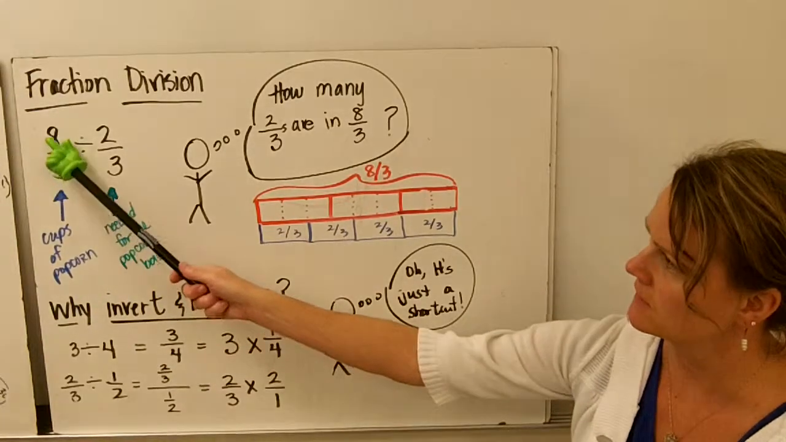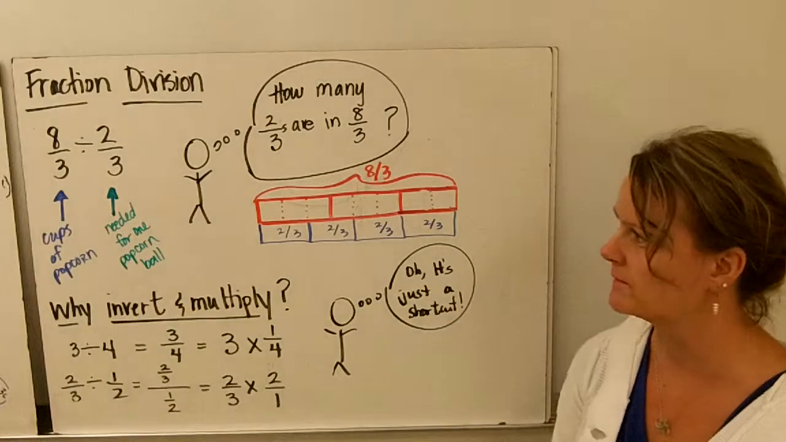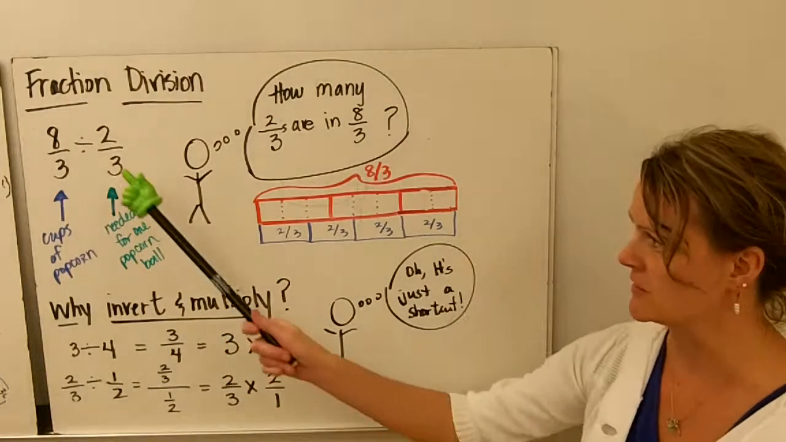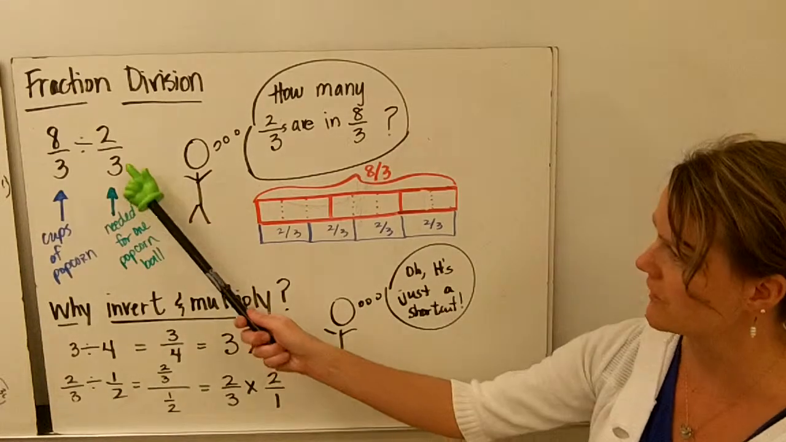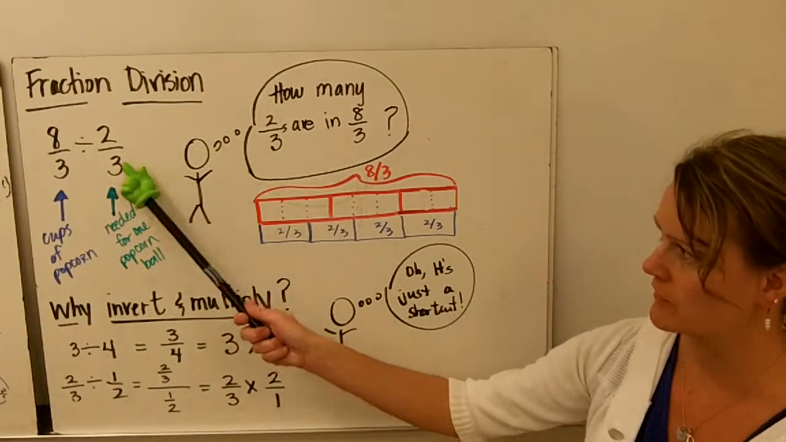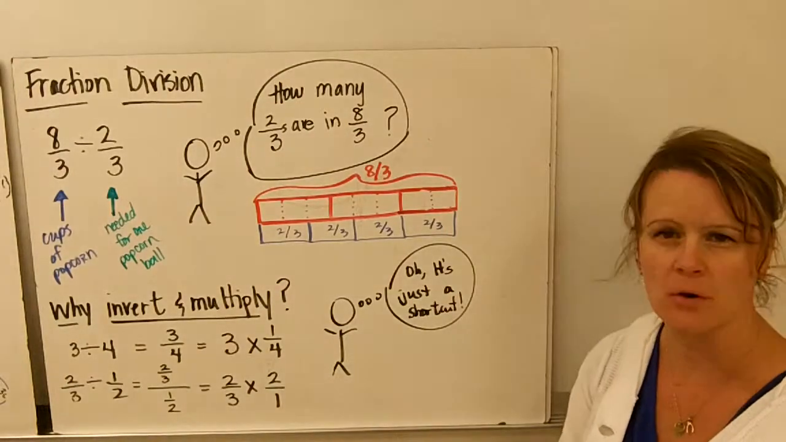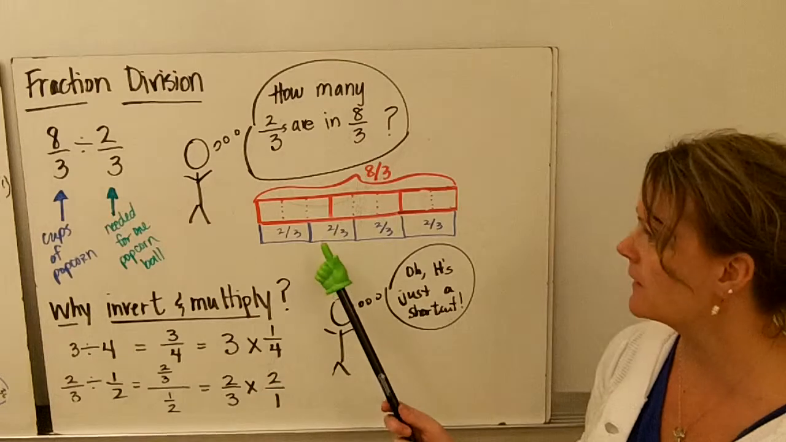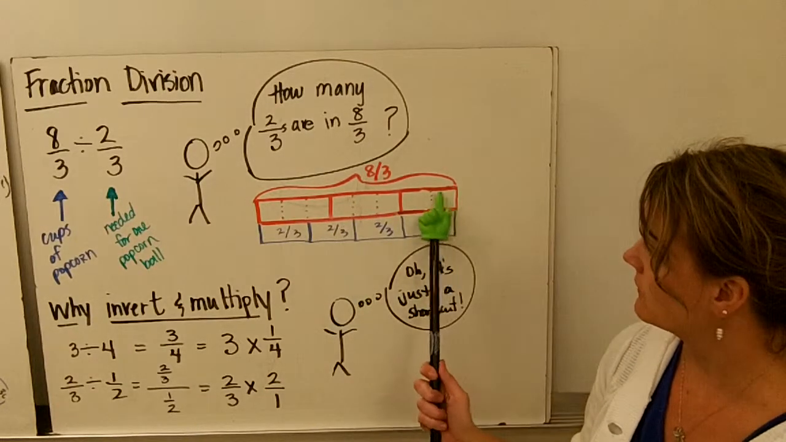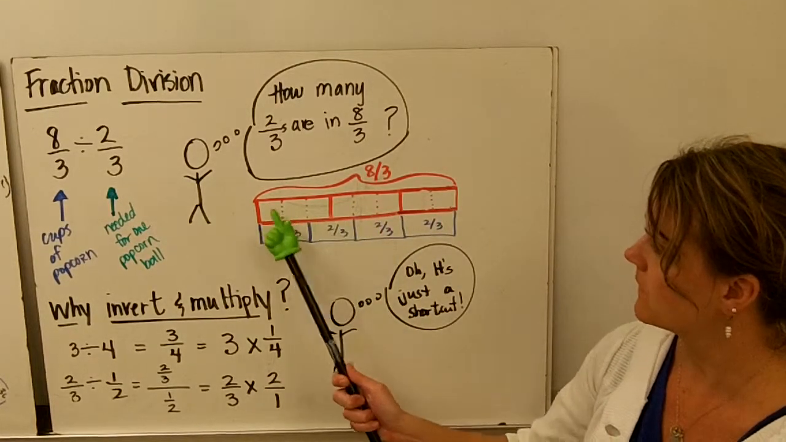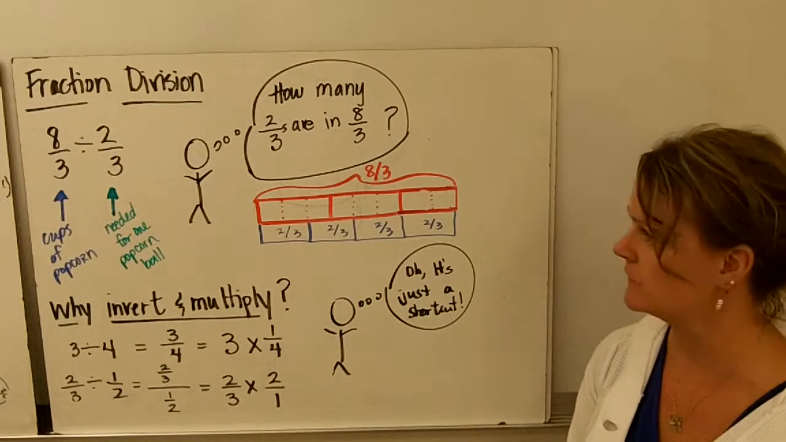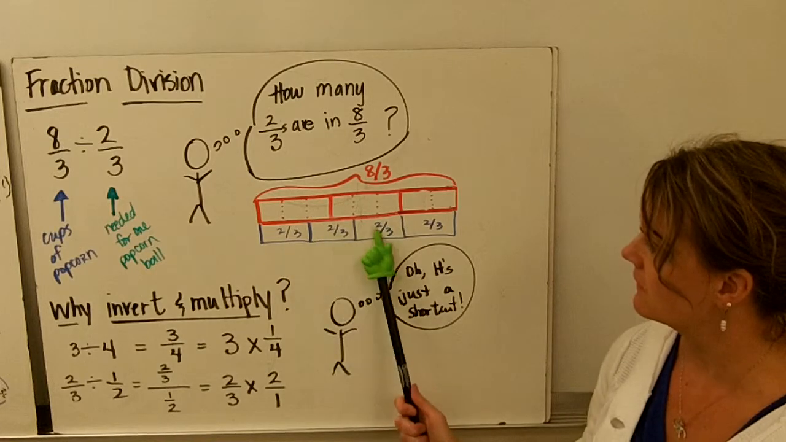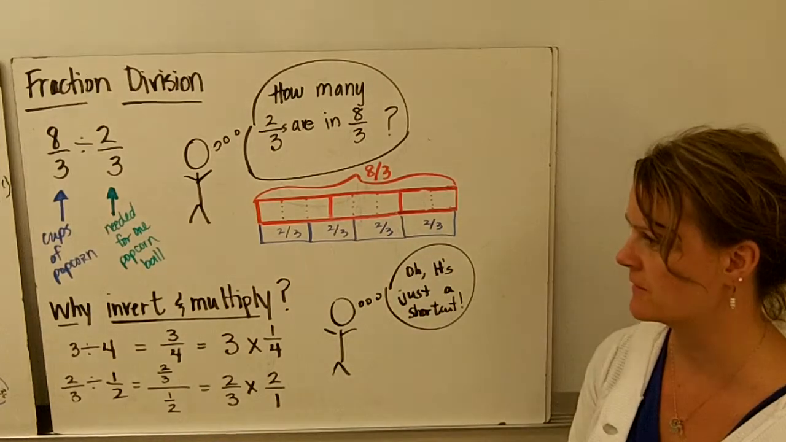So, in this example, I have 8/3 cups of popcorn. So I know that for 1 popcorn ball, I need 2/3 of a cup of popcorn. So I'm wondering how many 2/3 are in 8/3. In other words, how many popcorn balls can I make with the amount of popcorn that I have? We can visually show that here by taking our 8/3, which of course is 2 2/3, and we're going to see how many 2/3 are in 8/3. So you can see I have 4 2/3 in 8/3.